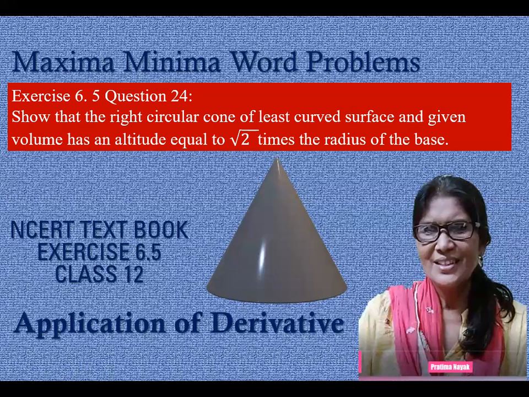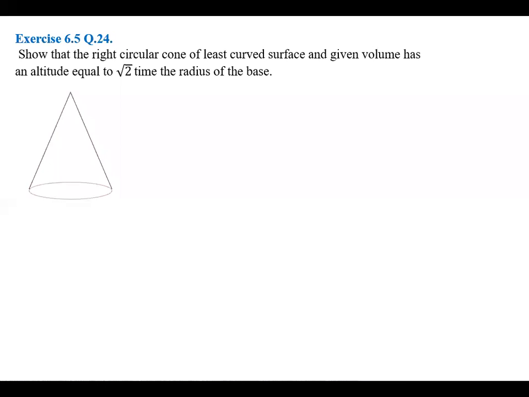We are solving Maxima Minima word problems from application with derivative, class 12, exercise 6.5 from NCERT book. So today we will solve question number 24. You must have read the question. Always try to read the questions very carefully so that you can find what is given, what is maximum, what is minimum, or what to prove.